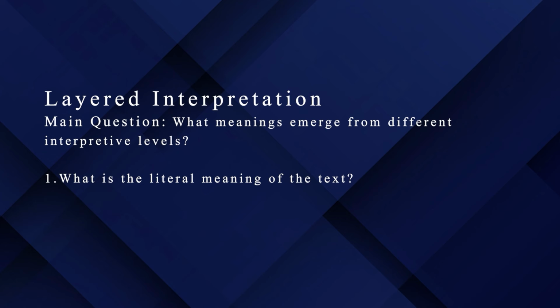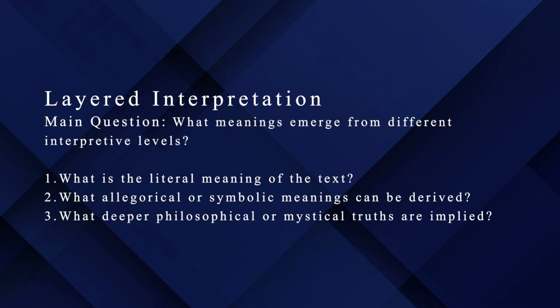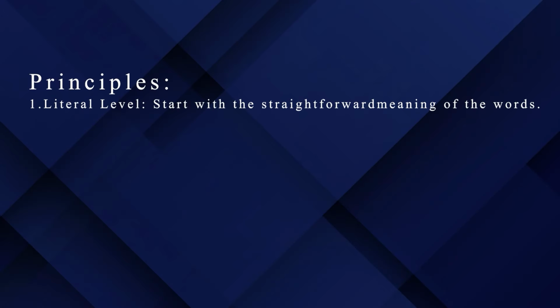So what do we do next? Here comes the second question. What allegorical or symbolic meanings can be derived? And the next one, what deeper philosophical or mystical truths are implied? So what are the principles? Literal level. Start with the straightforward meaning of the words. That's going to give you a limited picture.